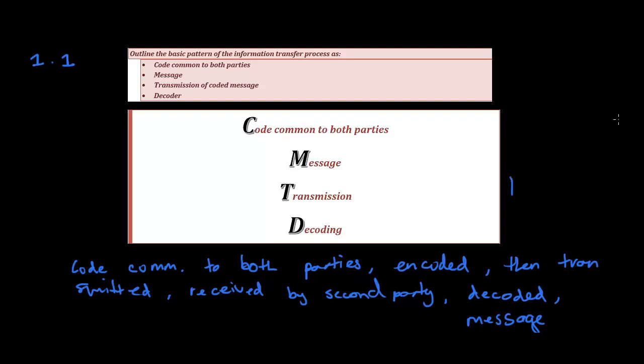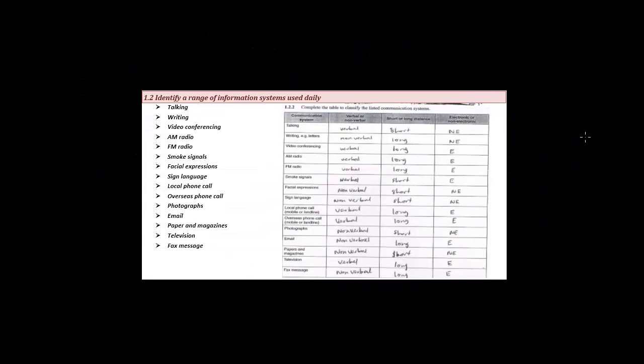So, okay, let's move on really quickly. You've got dot point 1.2, which asks you to identify a range of information systems used daily. Now, this is very simple. You just think about the stuff you use every single day to get information. So, we've got talking, writing, video conferencing, AM radio, FM radio, smoke signals, facial expressions, sign language, local phone call, overseas phone call, photographs, email, paper and magazines, television, fax message. Now, you might ask, why is local phone call and overseas phone call a separate thing? Well, that's because the way they actually communicate is quite different, and that's why we've put them as separate. Same goes with AM and FM radio, and everything else is just the usual.